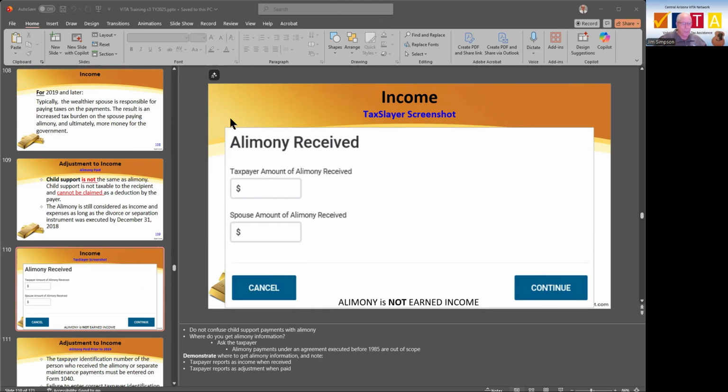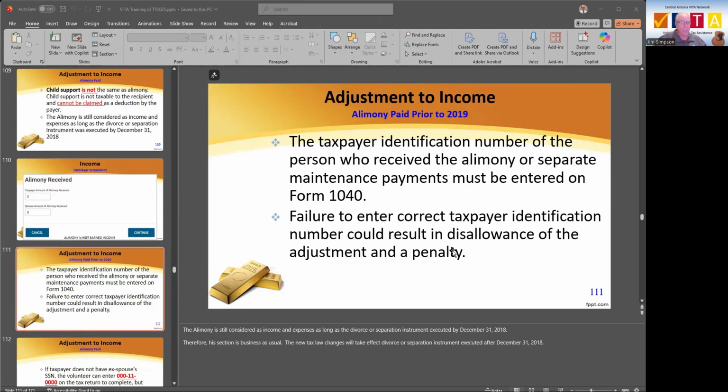If it's after that, you just pretty much ignore it, right? So here's where you would input the alimony. And by the way, alimony is not earned income, so it won't help with the earned income tax credit. If the person who's getting a deduction for the alimony, again, this is alimony paid prior to 2019, the payor who's getting a deduction, they need the social security number of the payee, because IRS is going to check to make sure that if they're given a deduction on one return, the other return's picking it up as income.